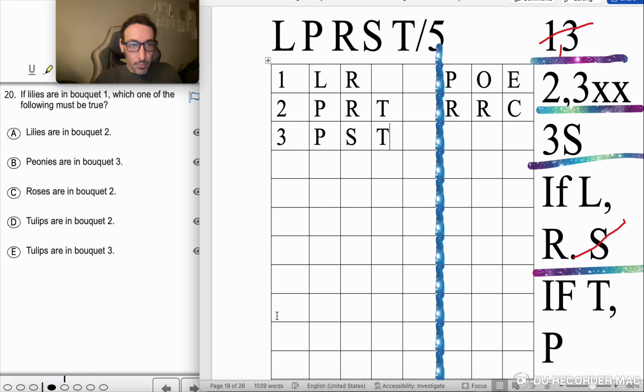Question 20. If L is in bouquet 1, which one of the following must be true?